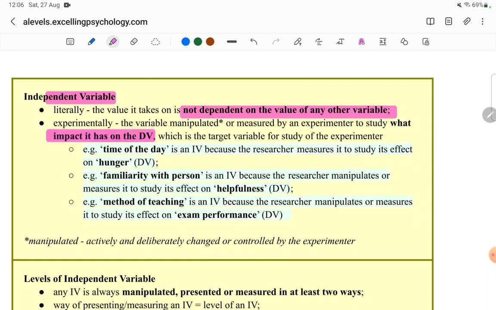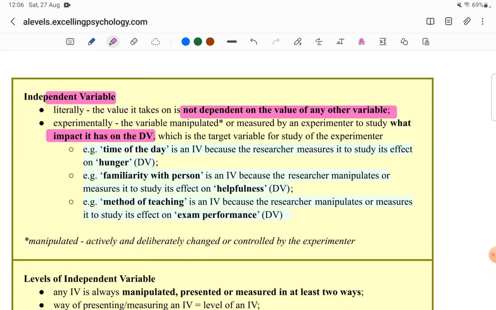Right at the beginning, we saw that researchers are interested in some phenomenon or some variable, which is why they conduct their study. And in an experiment, they want to see why that phenomenon occurs. So this is that variable which they believe affects or influences, it impacts their variable or phenomenon of interest.